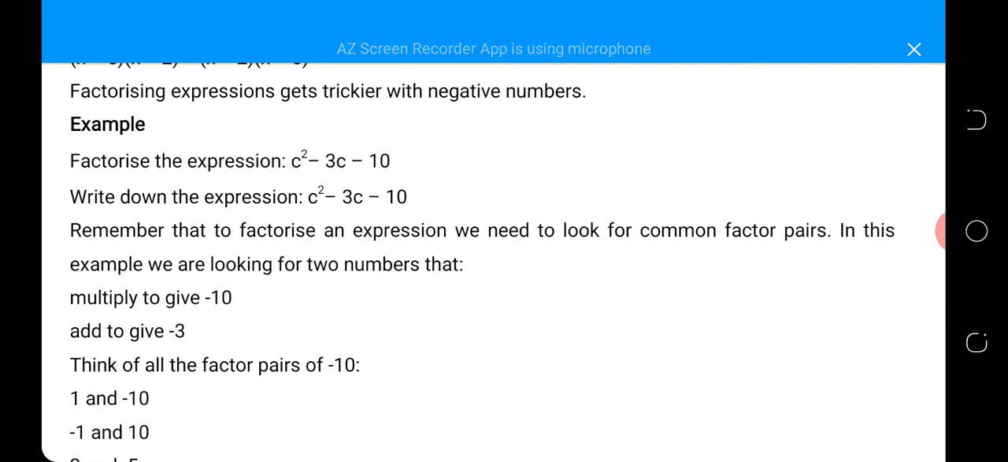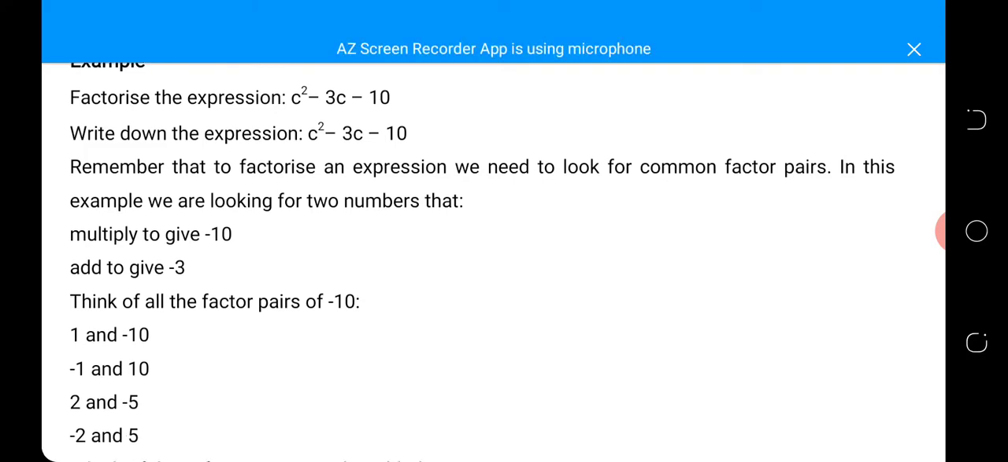To factorize this, first write down the expression c squared minus 3c minus 10. Remember that to factorize an expression, we need to look for common factor pairs, as explained in the previous example. In this example, we are looking for two numbers that, when we multiply them, the product will be minus 10. And when we add them, the addition will be minus 3.